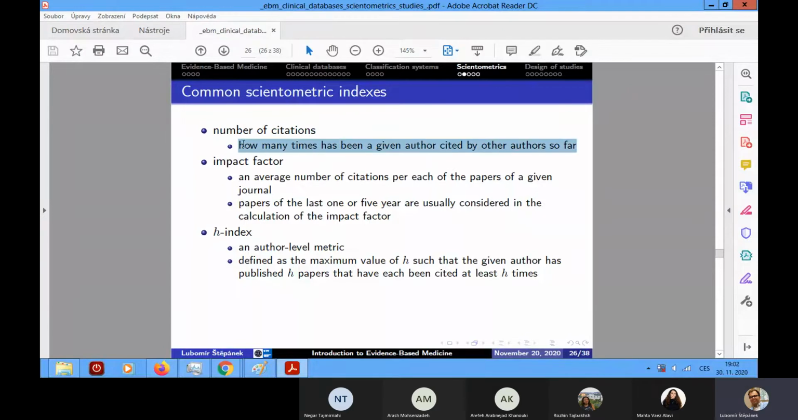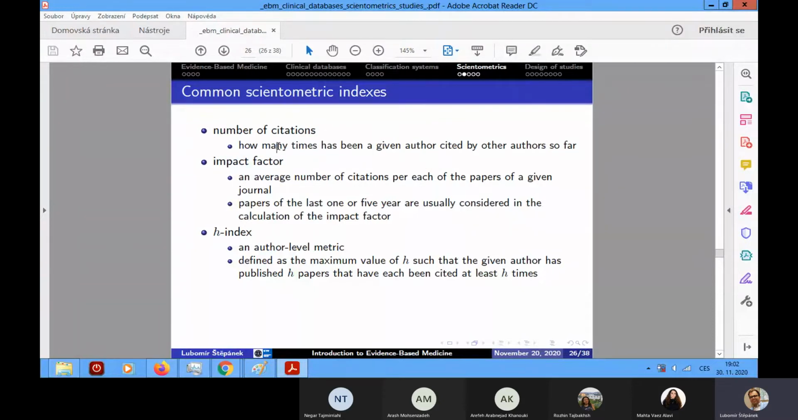So how many times was a given scientific work cited by other authors, from the publishing of the work until this moment? So this is the number of citations, a metric related to one given scientific work, to one scientific document.